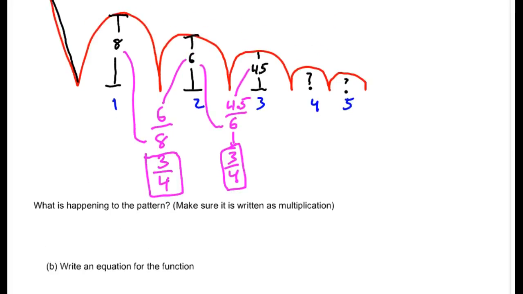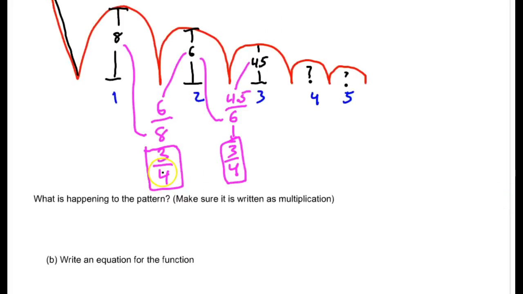So now we have our growth rate, right? We can say it's 3/4 to the n. And for our initial value, since we don't know the initial at the very, very beginning, we can use our first height here, which is 8. That's all we know.